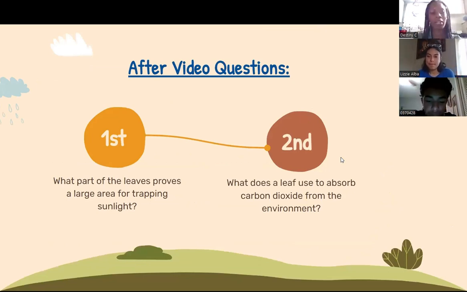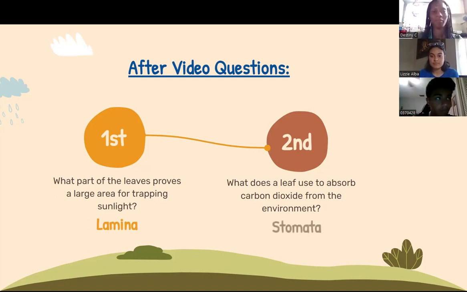I know that can probably be a lot to remember, but we all hope you did because we have some questions. Are you guys ready? Okay, here's our first question. What part of the leaves provides a large area for trapping sunlight? Did you guys remember? The answer is the lamina. Okay, and now we're on to our second question. What does a leaf use to absorb carbon dioxide from the environment? And now the answer is the stomata.